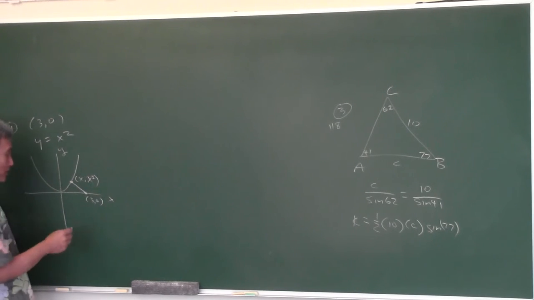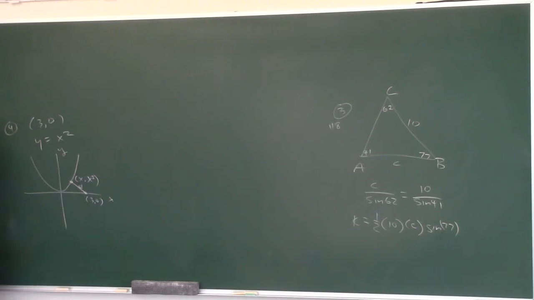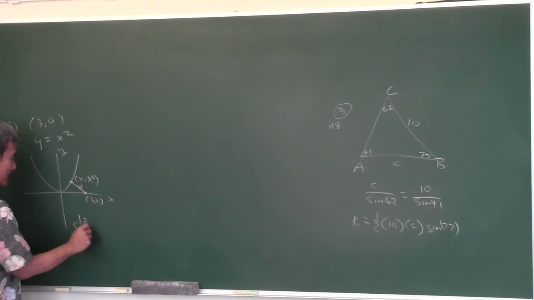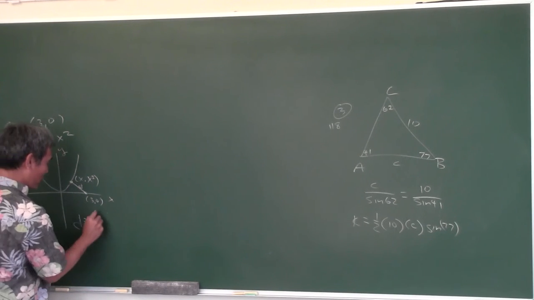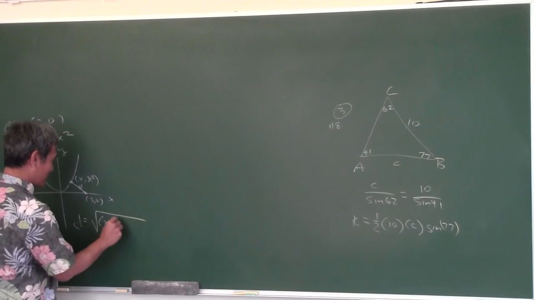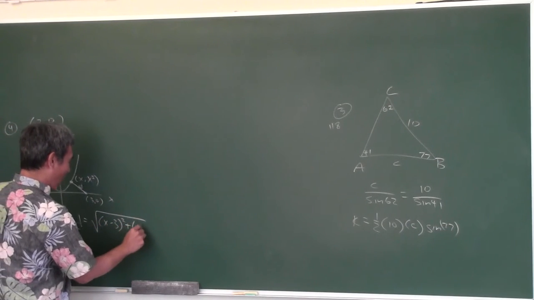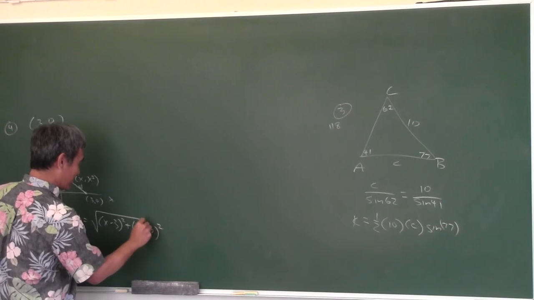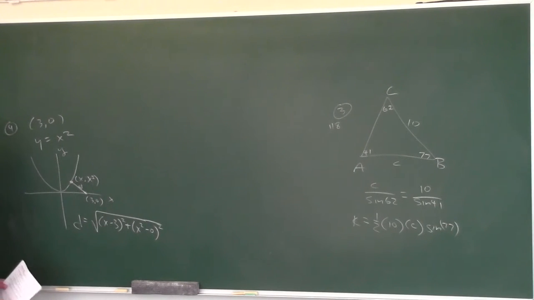So what we want to do is minimize this distance. That means we need to use the distance formula. So the distance, between 2 points, is the square root of (x minus 3) squared plus (y minus 0) squared. And since that's only one variable, graph this on your calculator, and with the appropriate window, you should see that. And then you will get a minimum distance.